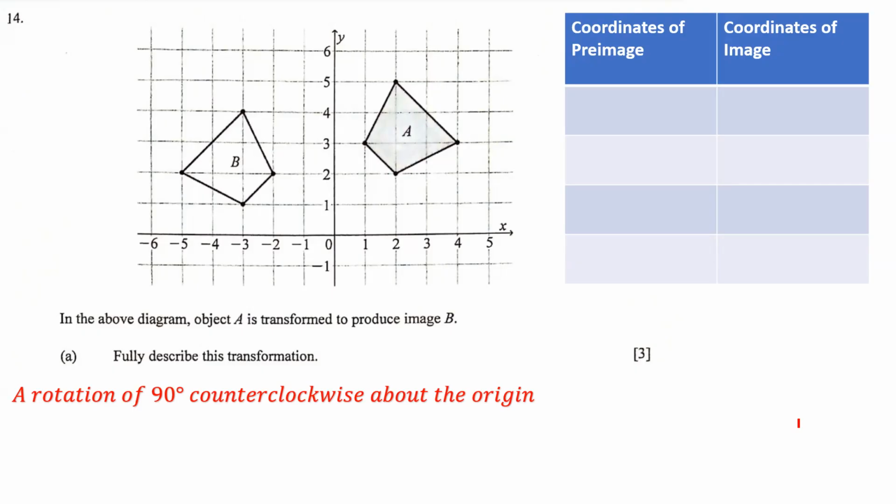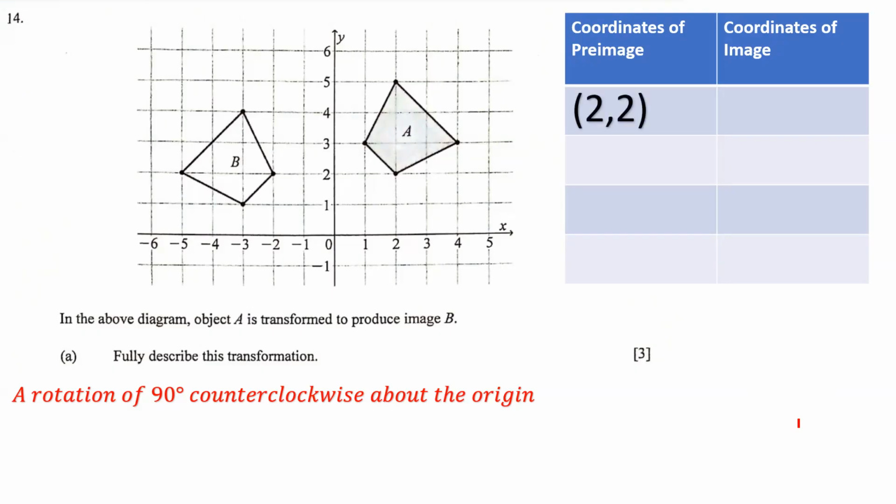Why do I think it's a rotation? Well, it could be a reflection, but just looking at it, it doesn't look like a reflection. If it was a reflection, it would have been a mirror image, and that doesn't work. But why do I say it's a rotation of 90 degrees counterclockwise about the origin? Well, we just have to analyze the points and see how they match with one another, and then you can understand why I chose that.